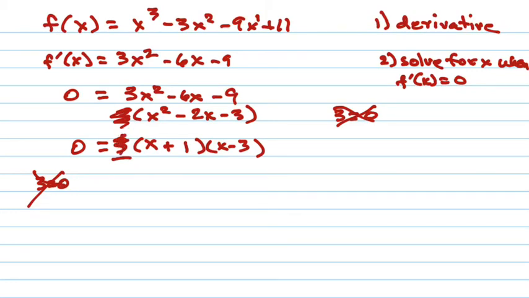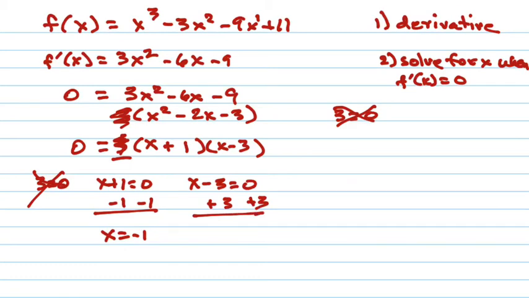All right. Then x plus 1 equals 0. You show as much or as little of this as you need. I will always show every step of the process, but that does not mean you have to. Subtract 1 from both sides gives us x equals negative 1. Add 3 to both sides gives us x equals positive 3. Those are my two x values.